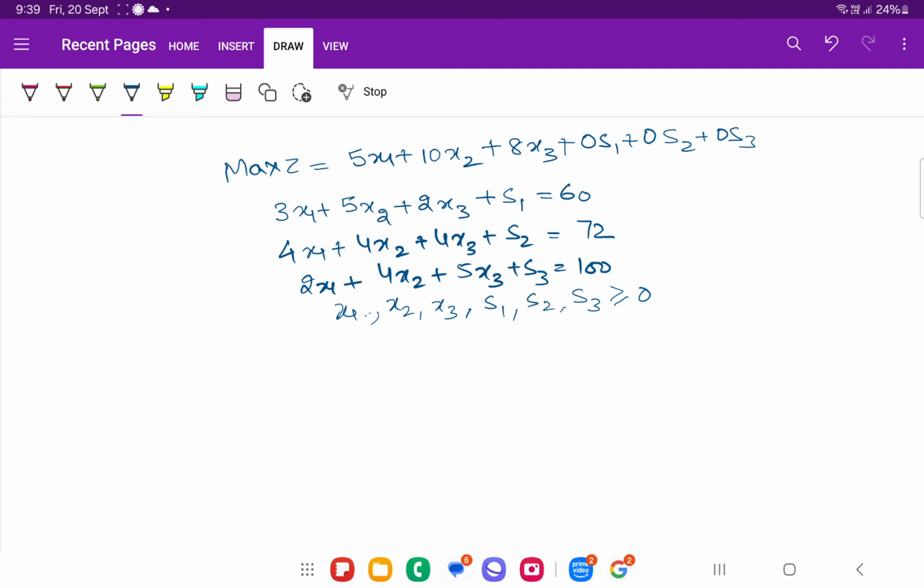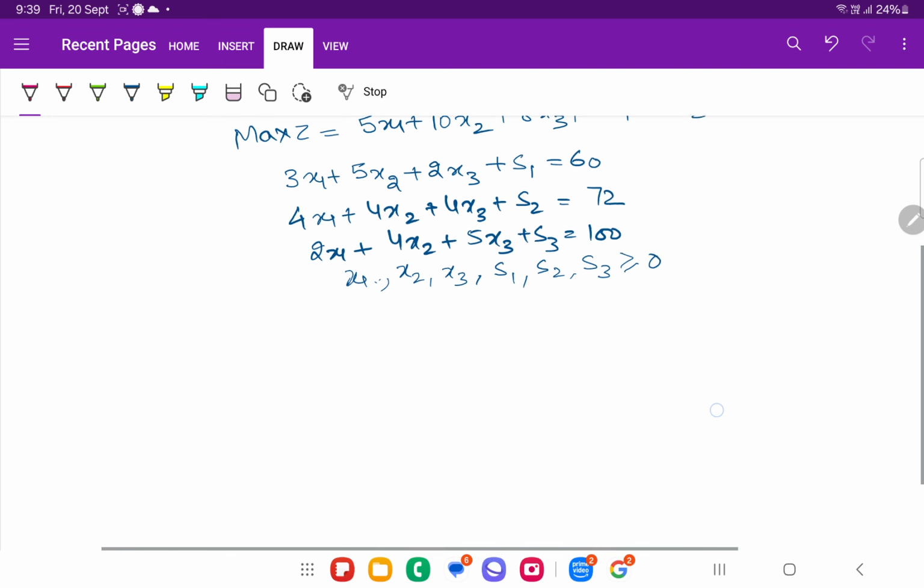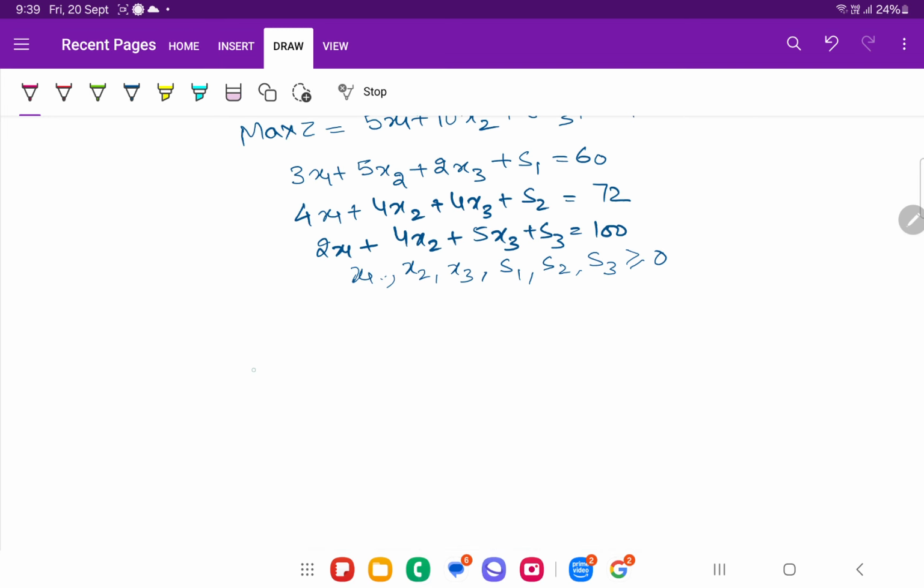Fine. So for that, first of all we will draw the table, and for drawing the table let's first have the columns with the variables. I have x1, x2, x3, and I have s1, s2, s3. These are the 6 variables in the question. And on this side I am writing b. What is b? The right hand side values of the equations.